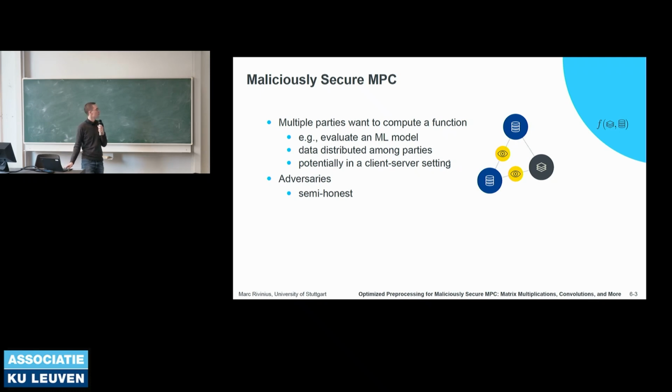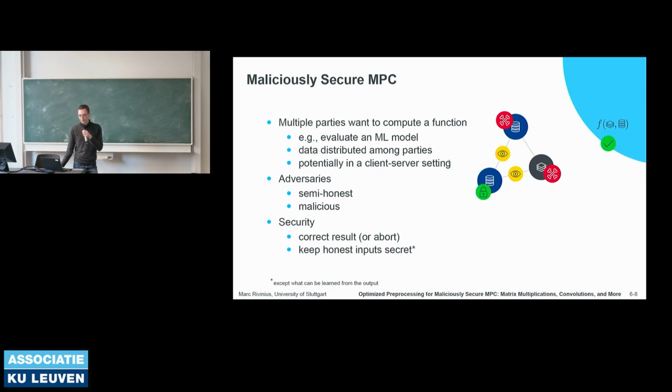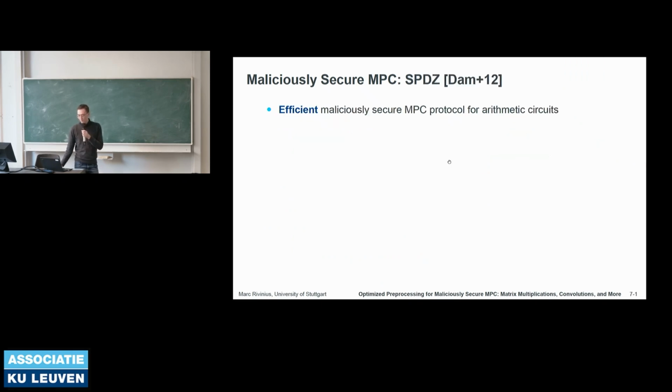And then the basic setting for MPC is semi-honest, so the adversary can observe some information on the network and on some of the parties, and maliciously secure. Here also some of the parties can misbehave arbitrarily, and we still want the correct result or abort, and keep the inputs of the honest parties secret.